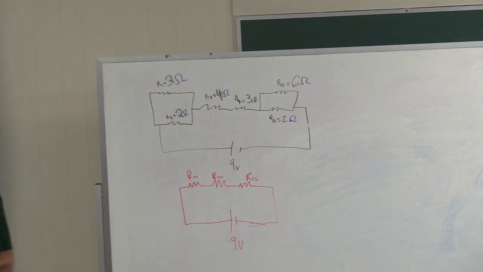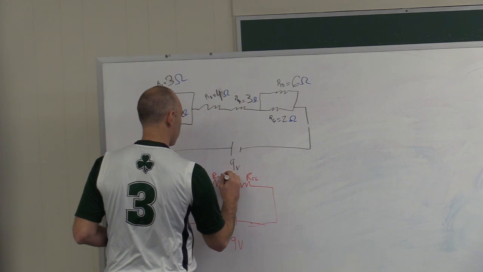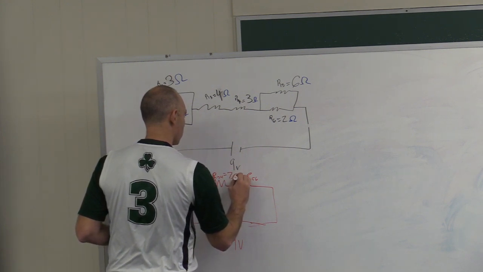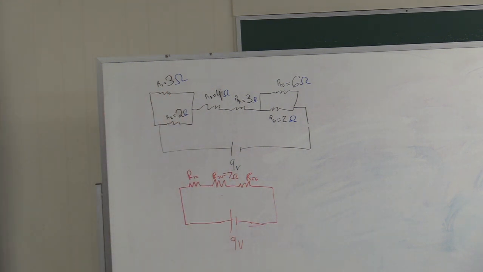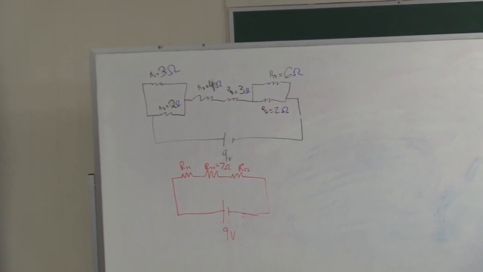And I can figure out all of those things because I know how to deal with series and parallel. I think the easiest one is R34. R34 is equal to R3 plus R4, which is equal to 7 ohms. Yes. Read off all the resistance.